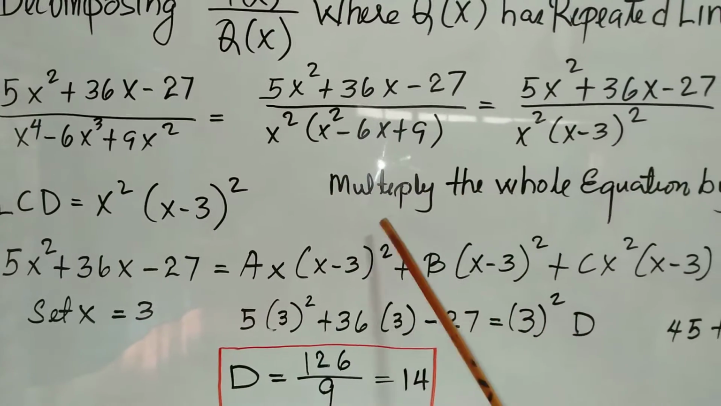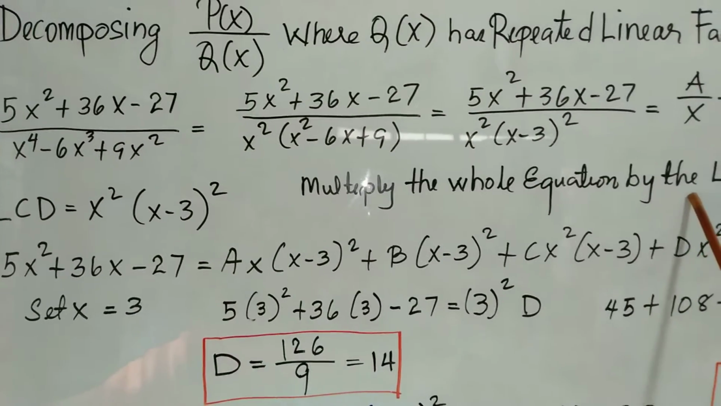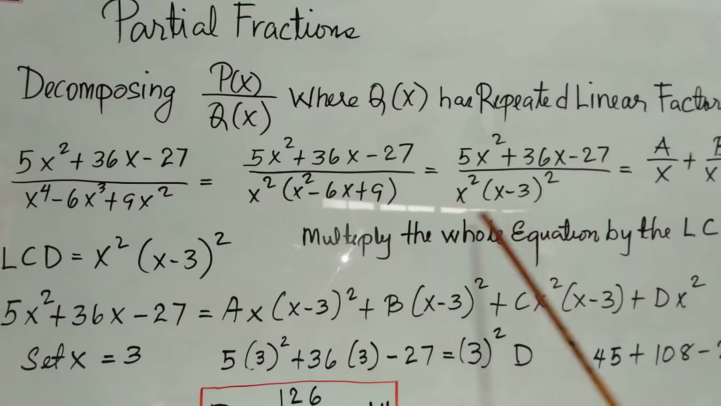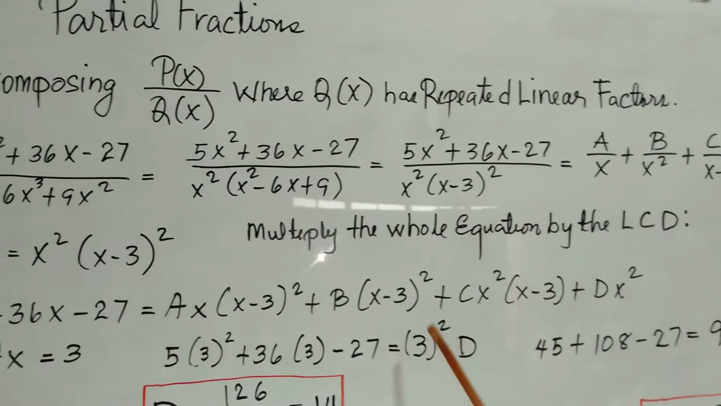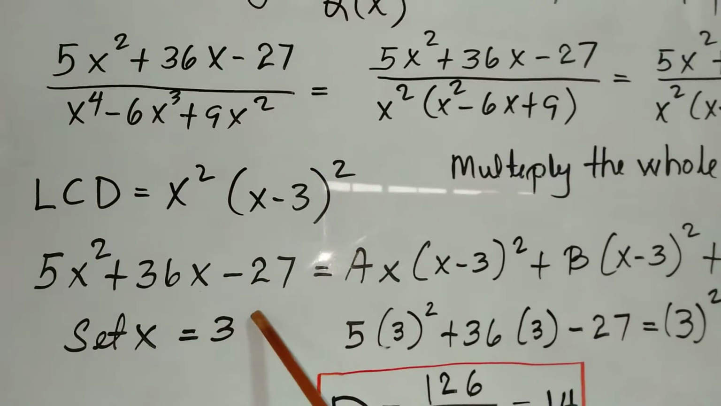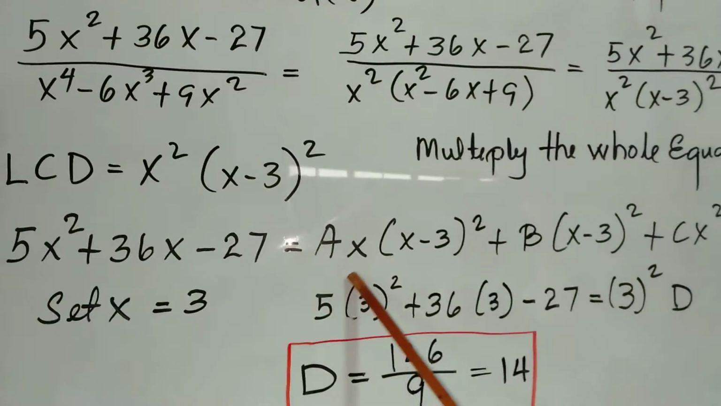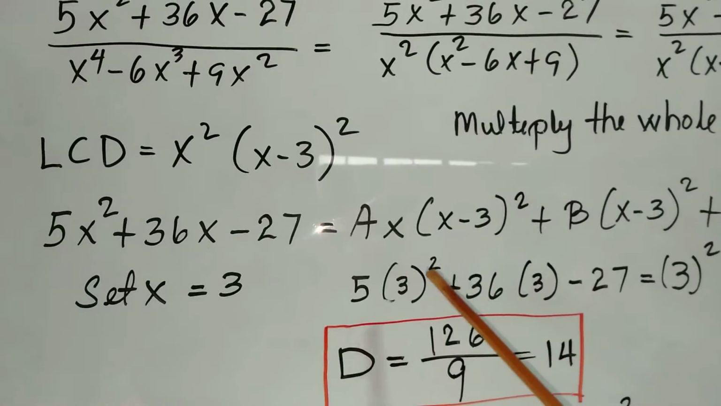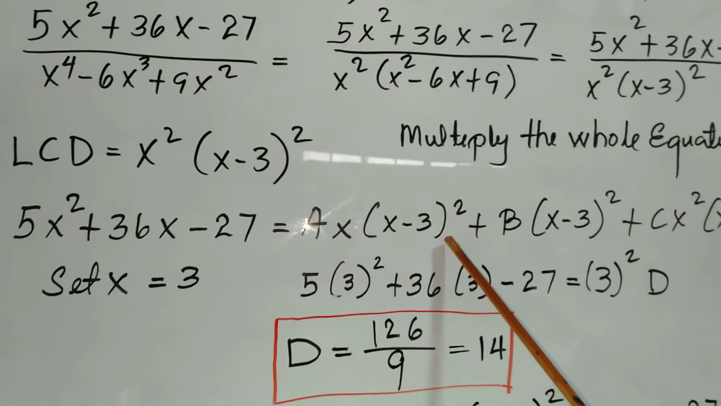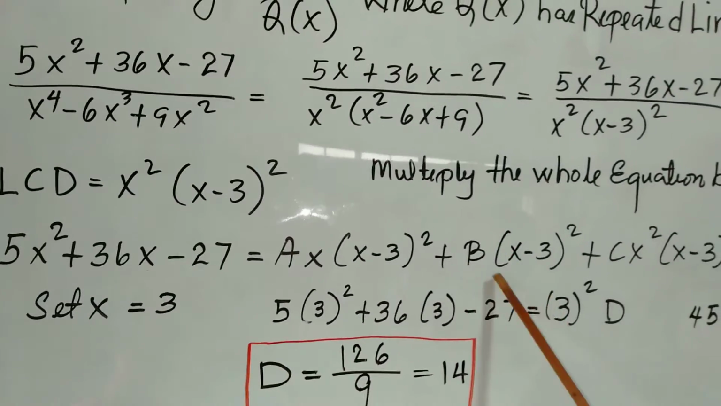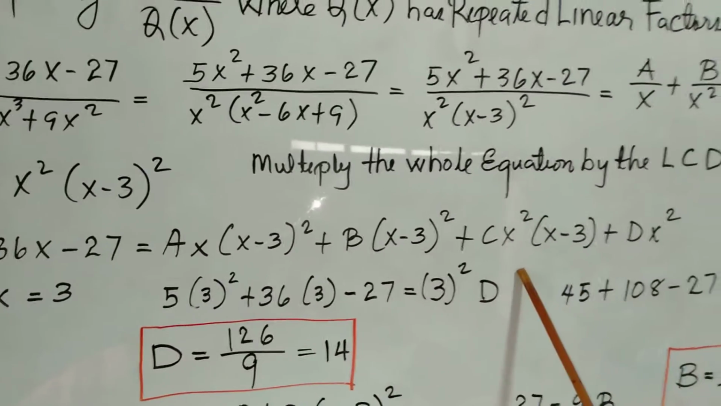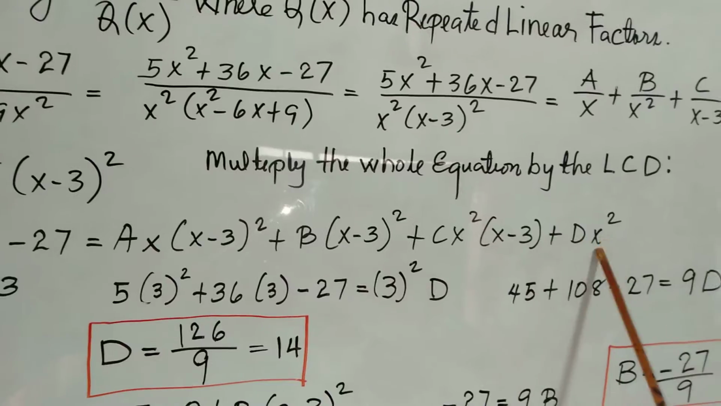To get rid of all the denominators, we multiply the whole equation by the LCD. Upon doing that, we get 5x squared plus 36x minus 27 is equal to A times x times the quantity x minus 3 squared plus B times the quantity x minus 3 squared plus Cx squared times the quantity x minus 3 plus Dx squared.